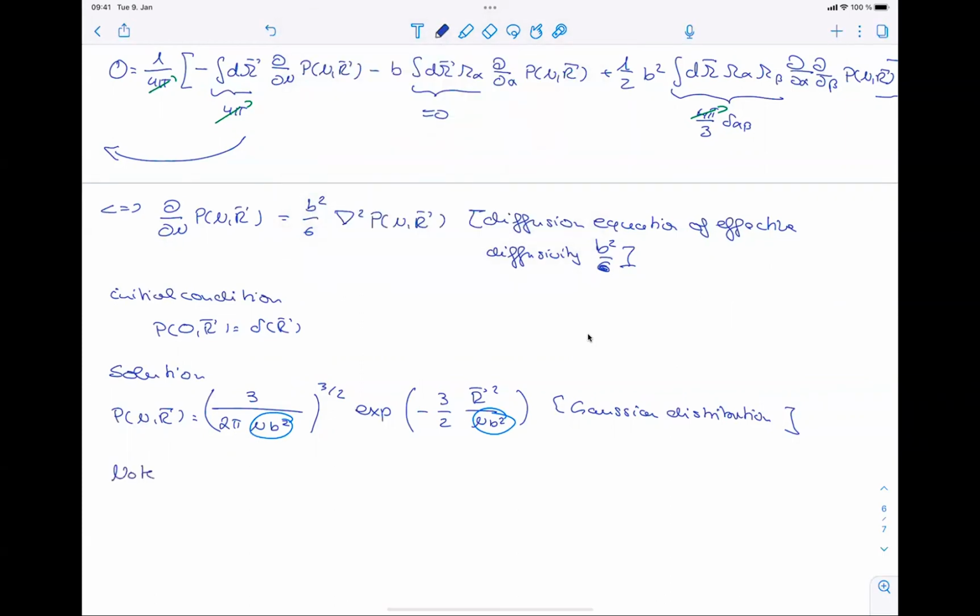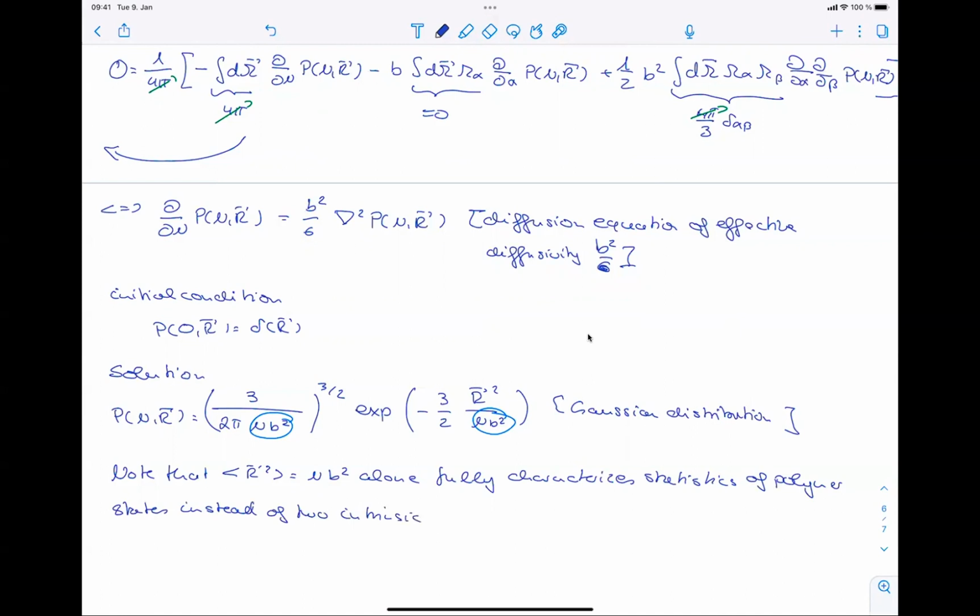So note that N b squared alone fully characterizes the statistics of the polymer states, instead of the two intrinsic length scales, the bond length b and L, the total length.